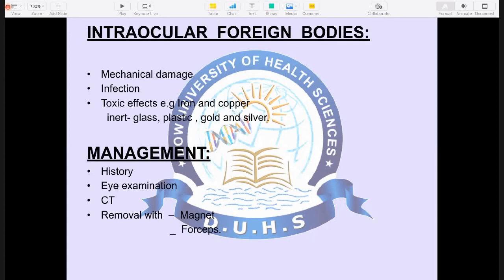Management includes history, examination of the eye. You can do a CT scan to locate the foreign body. And remember something, when you suspect the presence of a metallic foreign body, never, ever, ever do an MRI, because the MRI will not only draw out the foreign body, but the eye as well when you're doing an MRI because of the magnetic waves, right?